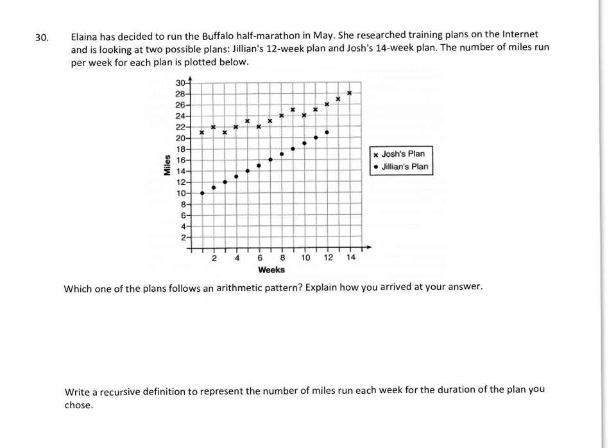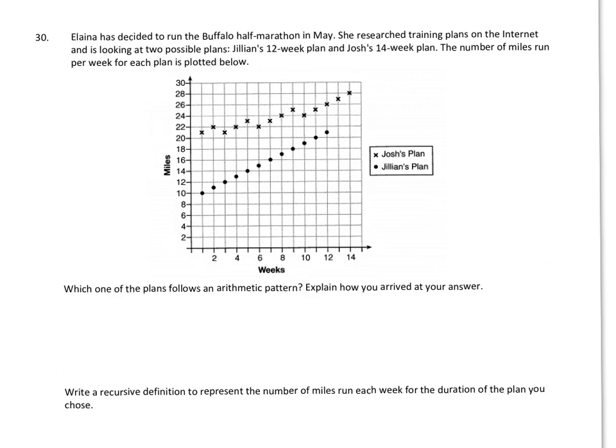All right, so here, I'm just going to read it. It says, Elena has decided to run the Buffalo Half Marathon in May. She researched training plans on the internet and is looking at two possible plans, Jillian's 12-week plan and Joshua's 14-week plan. So we could see Jillian's plan is this with the dots, and Joshua's plan is this one with the X's. Okay, the number of miles run per week for each plan is plotted below.